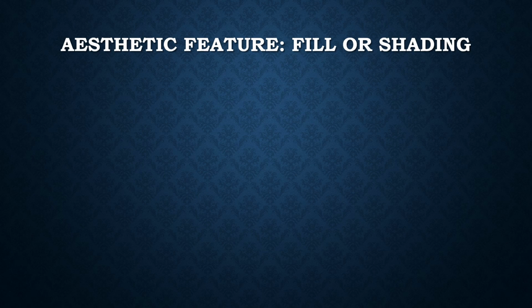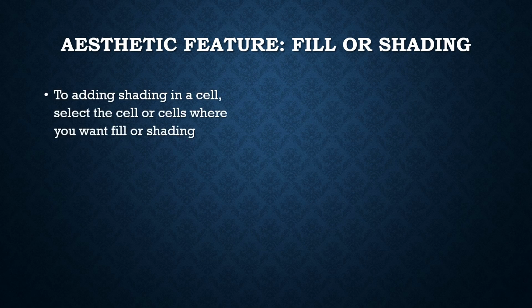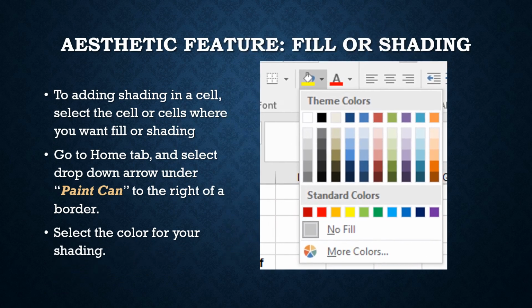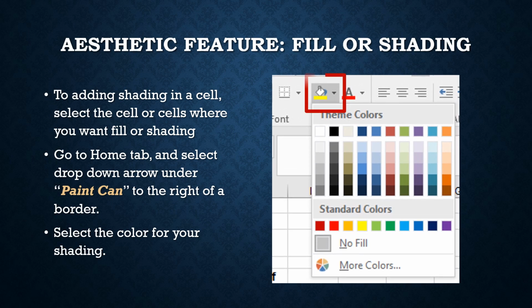Aesthetic features: fill, or what we call shading. To add shading in a cell, select the cell or cells where you want the fill or the shading to occur. Go to the Home tab and select the drop-down arrow under the paint can to the right of the border. Then select the color for your shading. If you look to the right, you're going to see the little paint can to the right of the border or the left of the font color, and then you have your options for color.